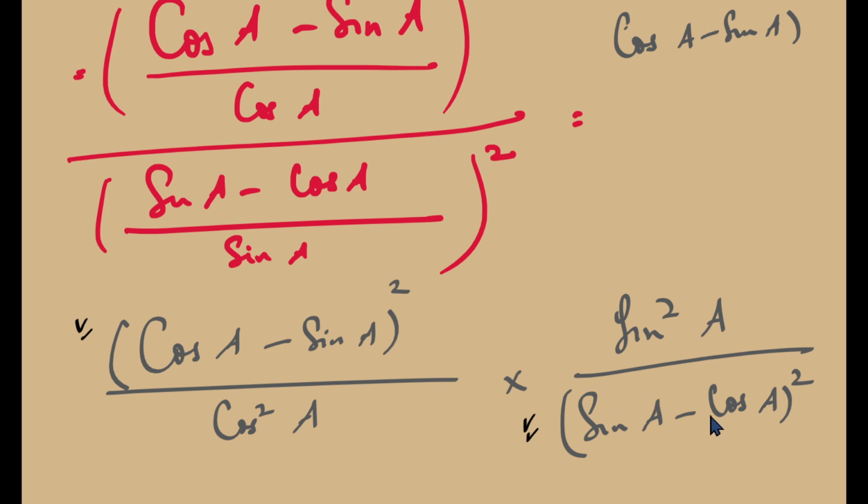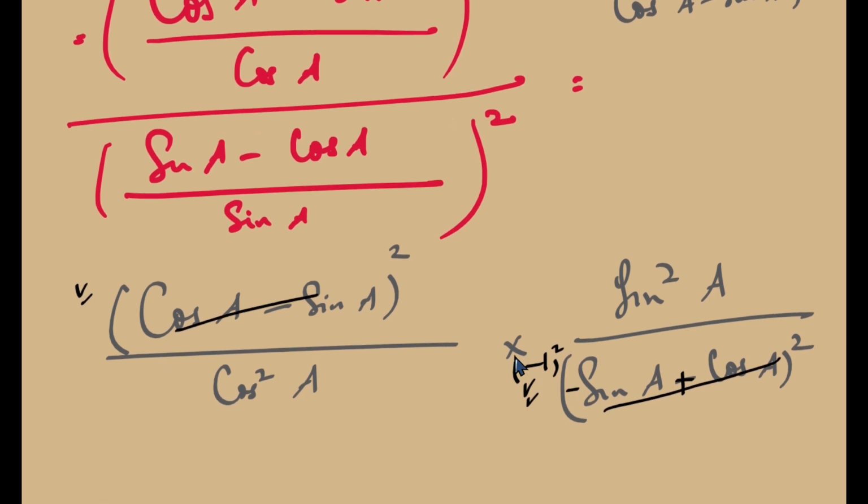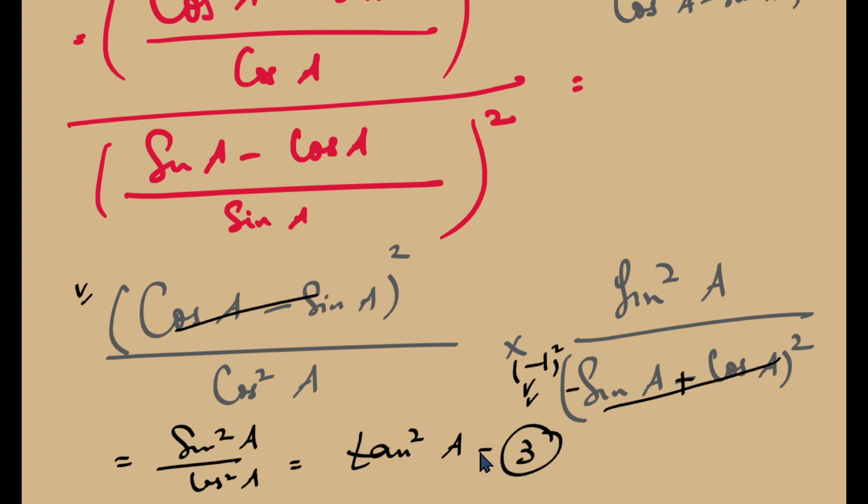Suppose I take out minus 1 as common from this term, I get minus sin a plus cos a, which is the same as that, and this minus 1 also has to be squared because it was within a square. So what do we get? We just cancel these two, since they are divided by one another. So ultimately what remains is sin squared a by cos squared a, which is once again equal to tan squared a, which was our expression 3 that we began with.